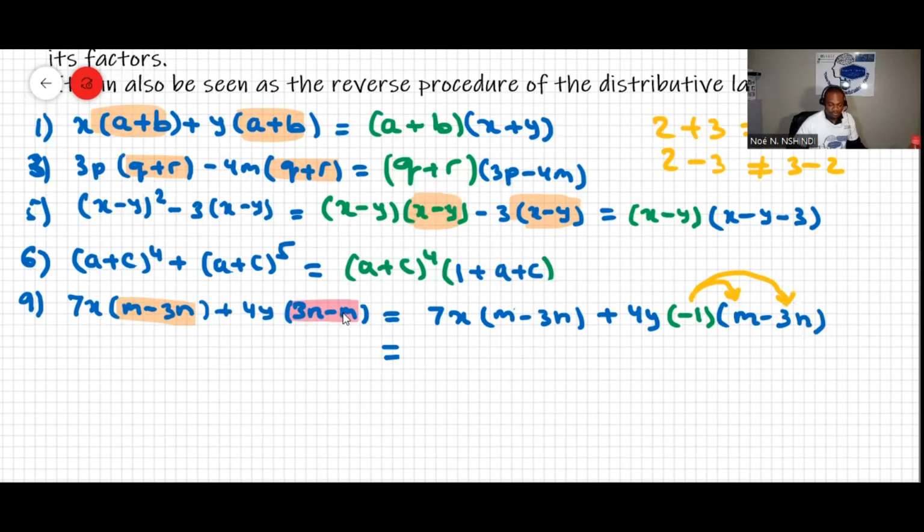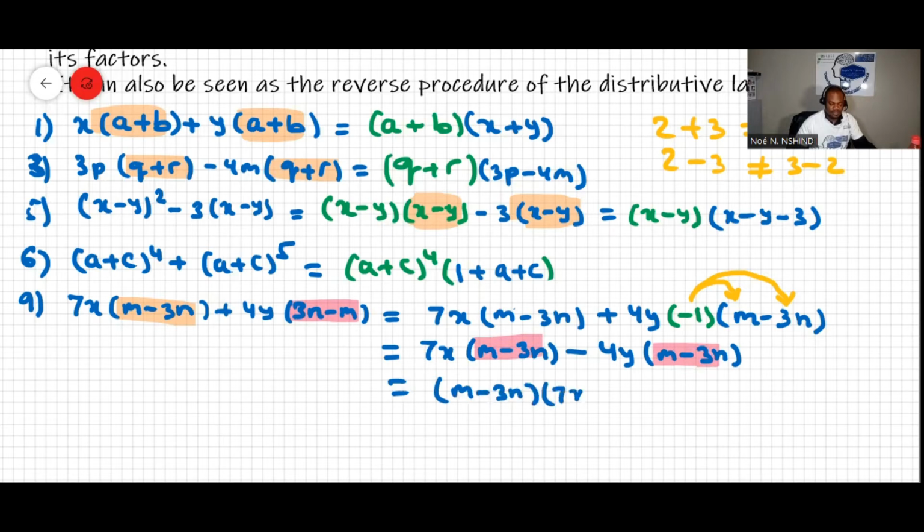So this will do what? It will make it like 7x, open brackets, m minus 3n, minus, because 4y times negative 1 becomes negative, so 4y, open brackets, m minus 3n, okay? Now that we have this and this common, we can factorize. We can now say m minus 3n factor of 7x minus 4y.